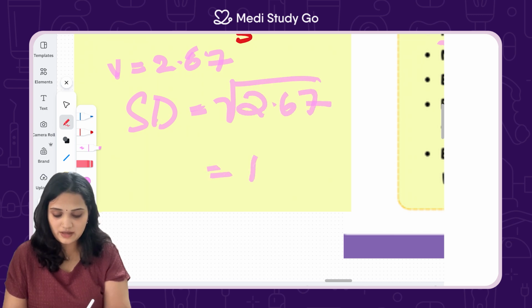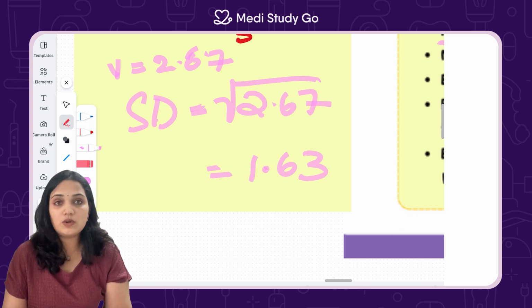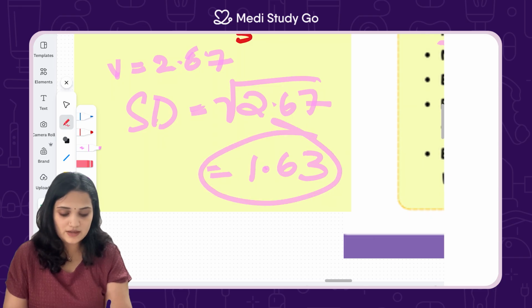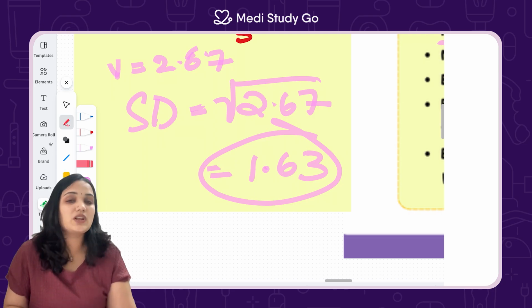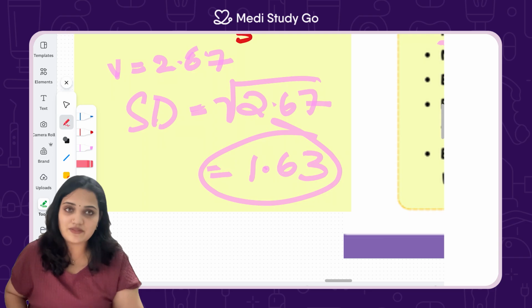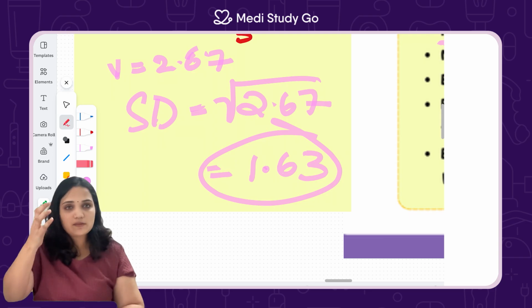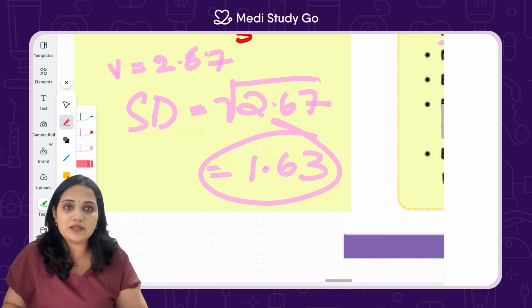So our standard deviation is equal to the square root of 2.67. That gives us about 1.63. But now, that is our standard deviation. Remember this word, standard deviation. You'll find it everywhere. What does it mean? Clinically, what does this mean?